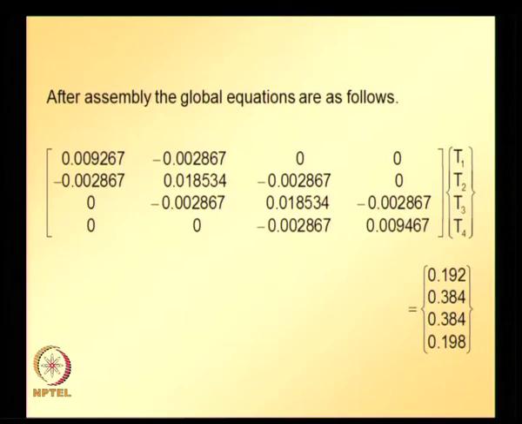So, now with the same reasoning as for the previous example, element 1 contribution goes into 1 and 2 rows and columns, element 2 contribution goes into 2 and 3 rows and columns, element 3 contribution goes into 3 and 4 rows and columns, and putting the corresponding contribution at the appropriate location, we get these global equations.